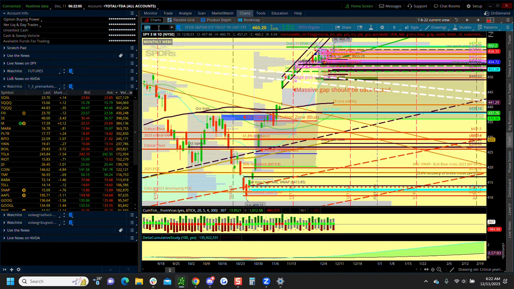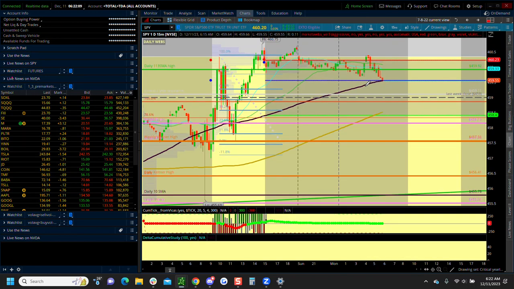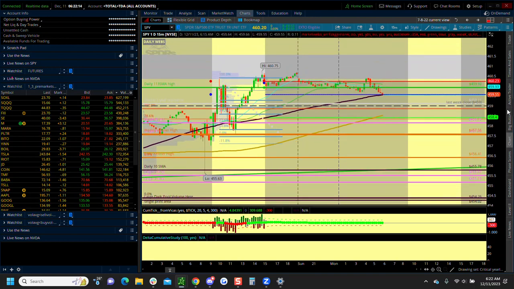Another thing I did want to mention on SPY, we got this gap right above us, where we are moving away from it this morning. So I'm really keeping a close eye on this for possibly a gap fill today.